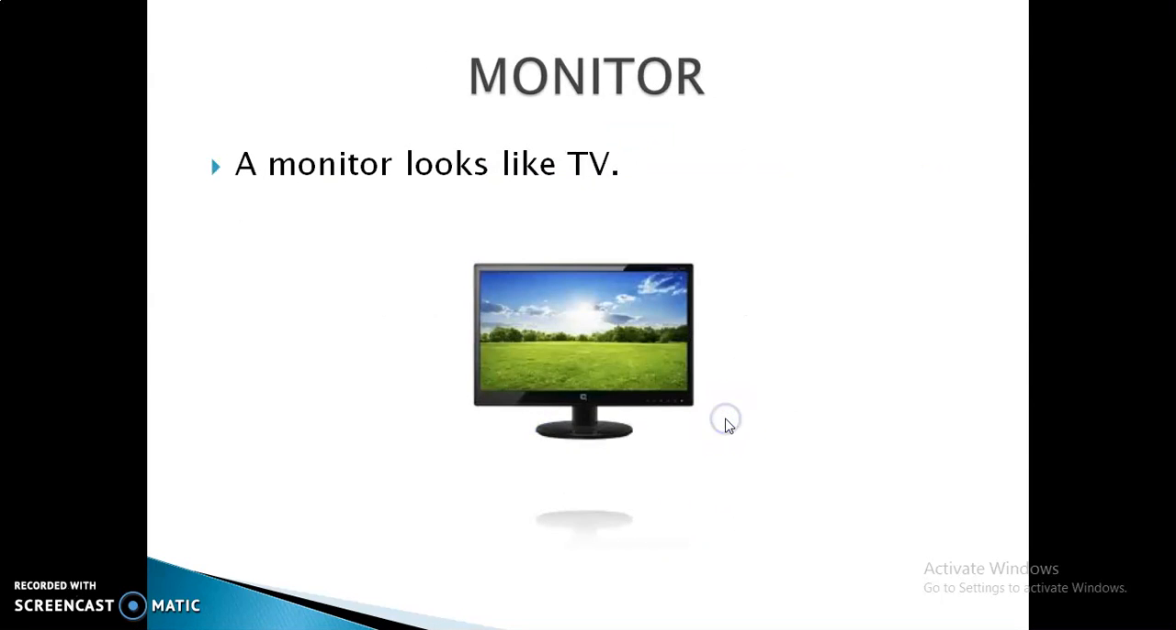The first device is a monitor. A monitor looks like a television. When we press a key on the keyboard or move the mouse on the mouse pad, it can be seen on the monitor.